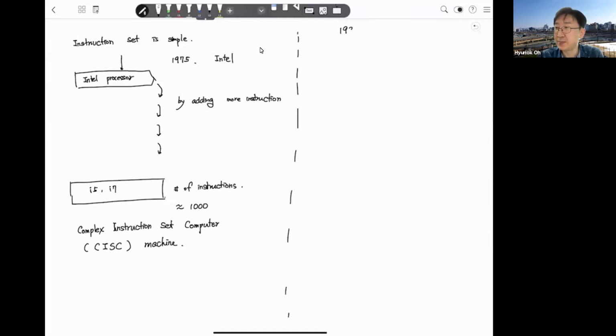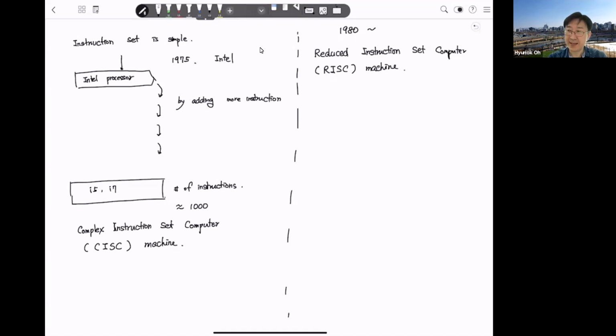In the early 1980s, the writers of our textbook, Hennessy and Patterson, found that even though there are many instructions, normally a small number of instructions are commonly used. Also, if we make a lot of instructions, then the processor is difficult to implement. So they reduced the number of instructions, which is called reduced instruction set computer, abbreviated as RISC machine.